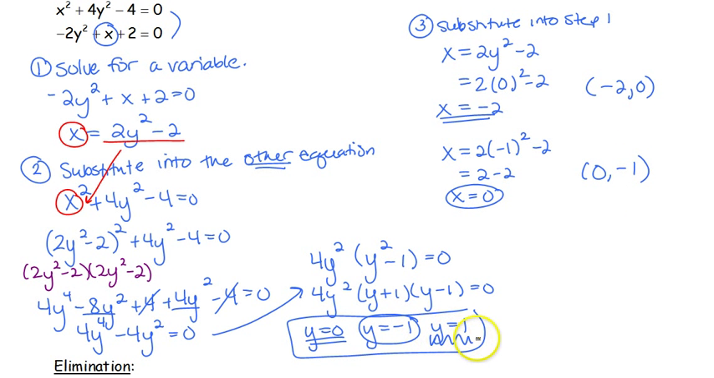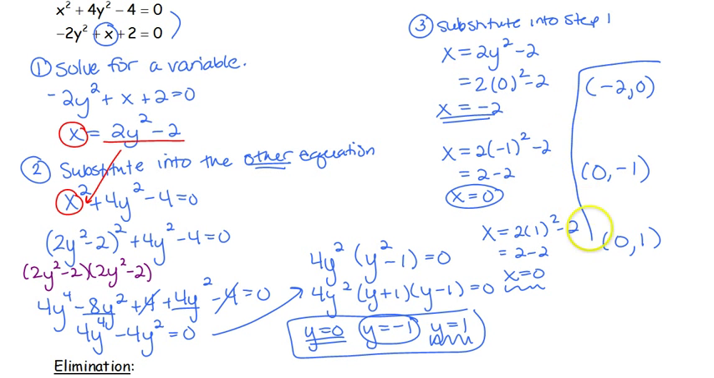And then last, we plug in when y is 1. So x equals 2 times 1 quantity squared minus 2. 1 squared is 1, times 2 is 2. 2 minus 2 gives us x is 0 again. So this solution is at 0, positive 1. So for this first problem, we have 3 solutions using the substitution method.